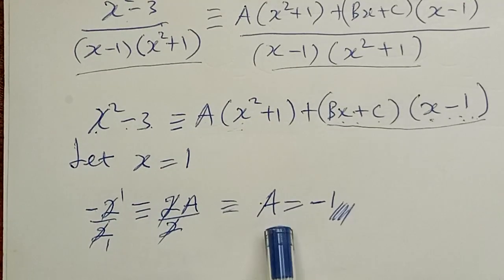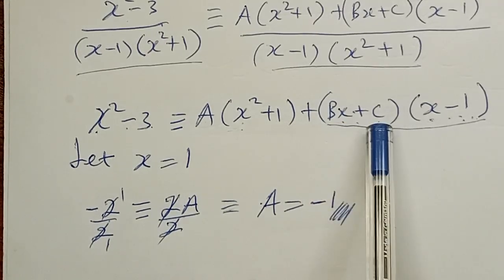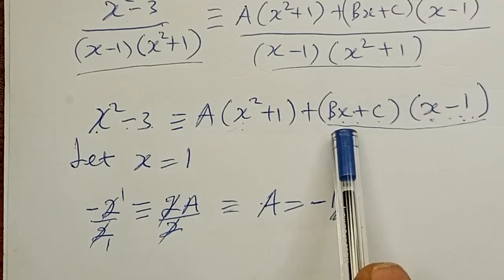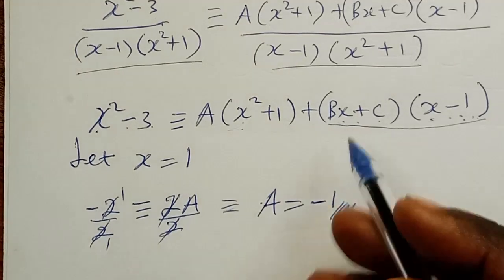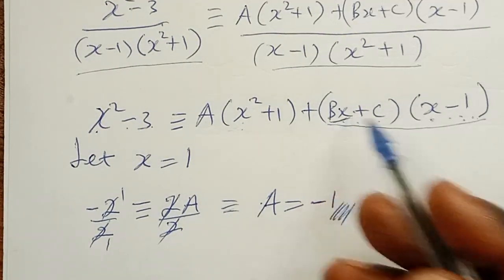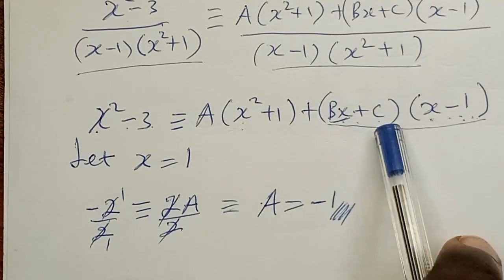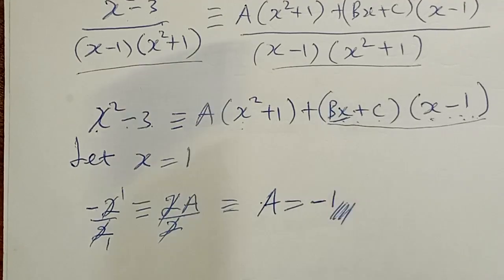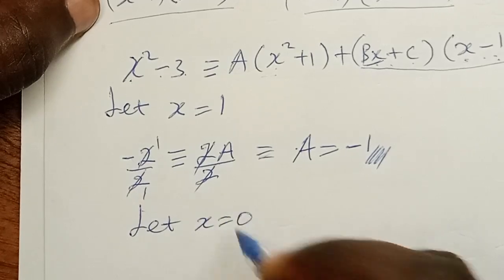Now, since we already have the value of a, it is time for us to get the value of b or c. And since this is combined here, by just looking at this expression, if we say let the value of x be 0, you're going to see that b will just eliminate itself because b times 0 will give us 0. And therefore, we can easily have the value of c. So we are going to say that let the value of x be equal to 0 so that we can easily eliminate b. So this time, let x be equal to 0.